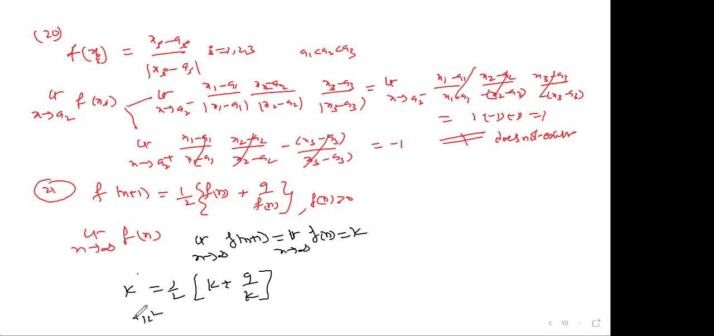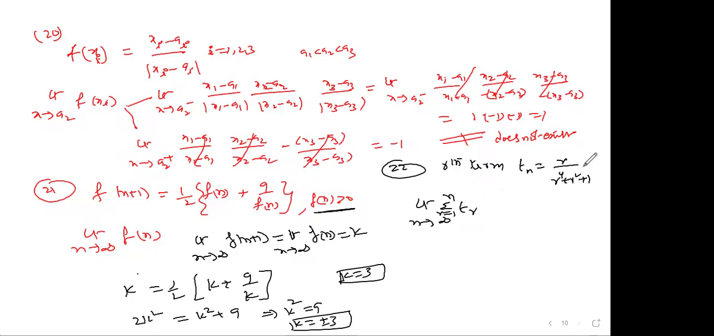That is 2k square you are getting here, and this is k square plus 9. Writing in this way, k square is equal to 9, so k is equal to plus or minus 3. We got it here. Since f of n is positive, the k value will become 3, which is the resultant answer. We'll move on to the next one, the 22nd one.